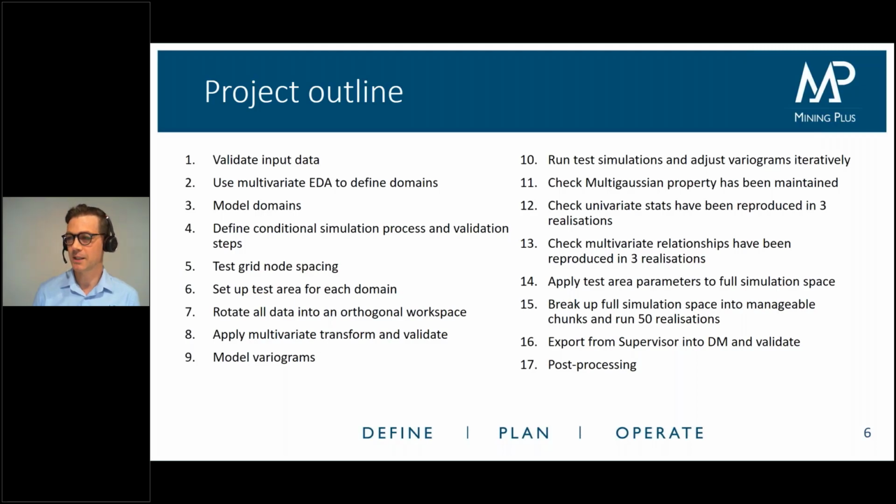check the multi-Gaussian property has been maintained, also check the univariate stats have been reproduced in 3 of the realizations, then check the multivariate relationships have been reproduced in 3 realizations. Then once we've done all of those checks and we're happy with what we've got, then we apply the test area parameters to the full simulation space, which was too big to run in one simulation. So we broke it up into manageable chunks and ran 50 realizations on each of those. Then we exported all of that data from Supervisor into DataMine for validation and post-processing.